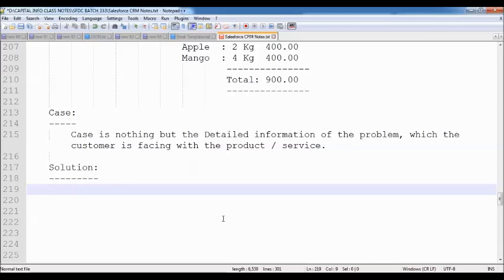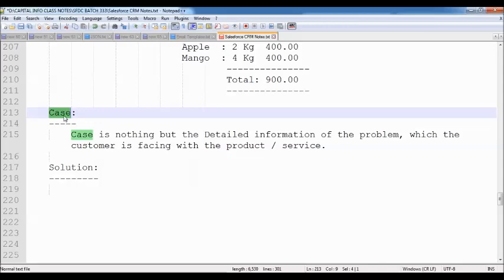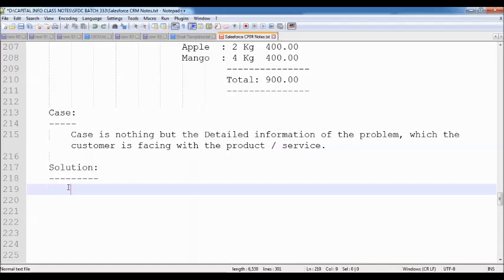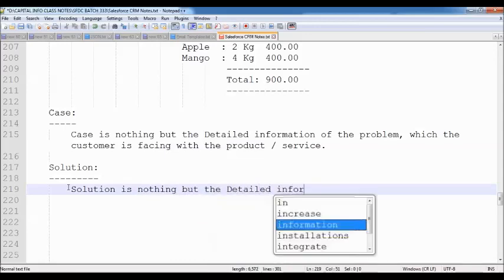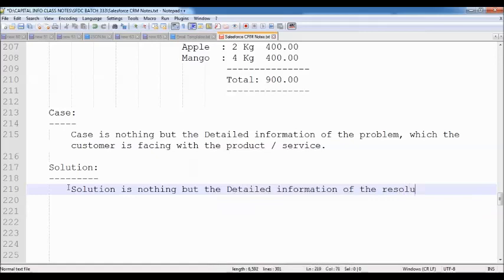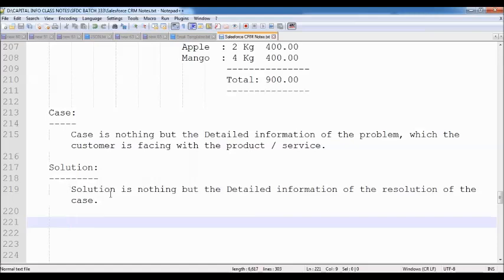Now, in this case, when coming to the solution, what exactly is the solution? Solution is nothing but the detailed information of the resolution of the case. That means in order to resolve this case, whatever detailed step-by-step approach is available, that is called a solution. Solution is nothing but the detailed information of the resolution of the case.